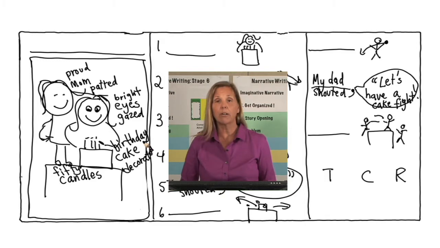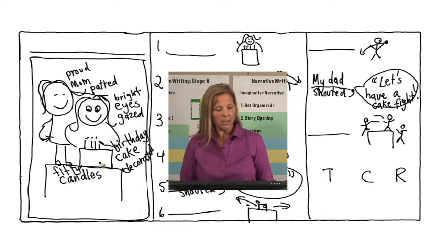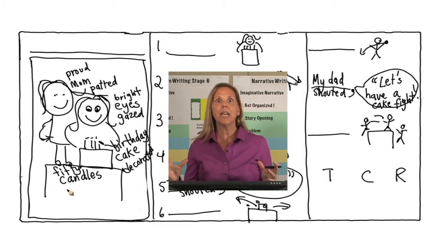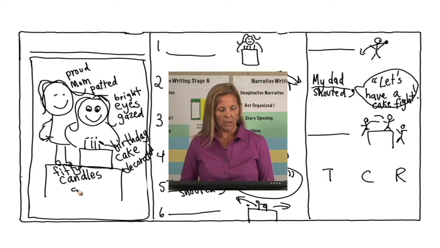We don't know if we're going to use that or not. We're just going to put those ideas. The 50 candles. What did the 50 candles do? Ooh, let's write glowed. We have our adjective, nouns, and verbs for our Come Alive box.